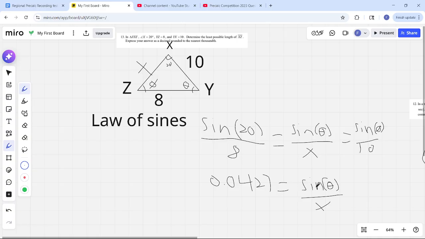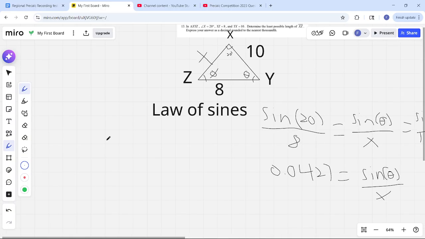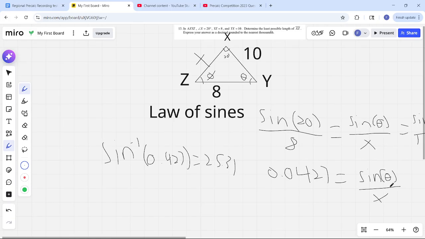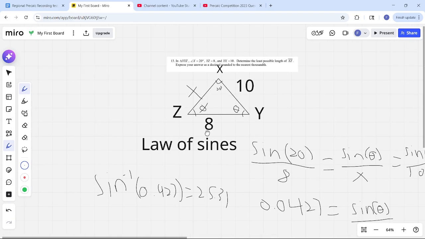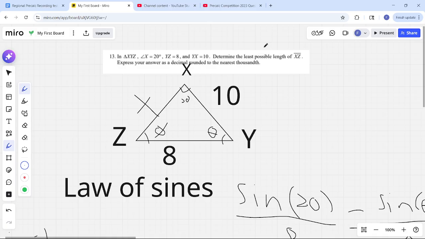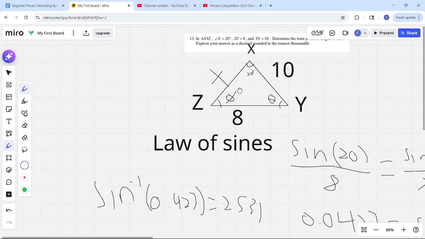And here's the key part: when you take inverse sine, if you just plug it straight into a calculator, we multiply this number by 10, you're going to get 25.31. So cool, you could solve the rest of this problem, find out what the other angle is and solve for X. But it does say in the problem that it wants the least possible value of X.